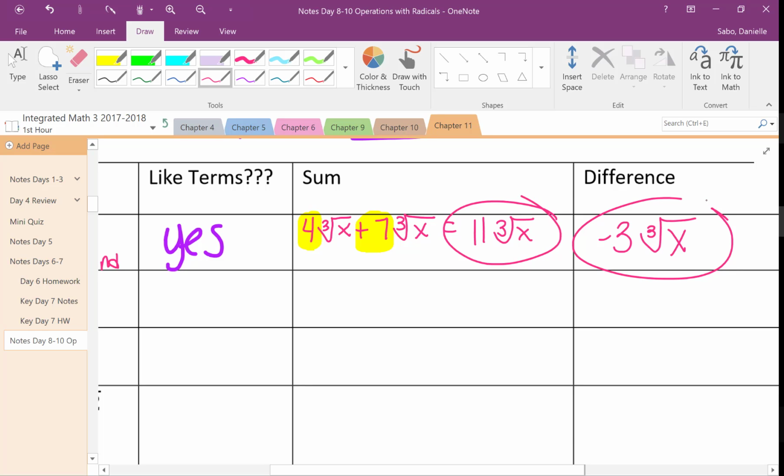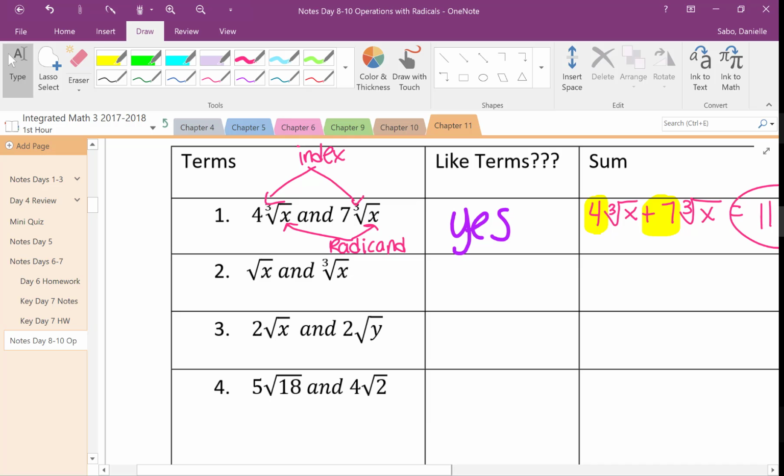Good question, because when you take the difference, you're going 4 minus 7. You have to stay in the same order. If you're wondering why it's negative, it says, what is the difference between 4 and 7? That means 4 minus 7, which is negative 3.